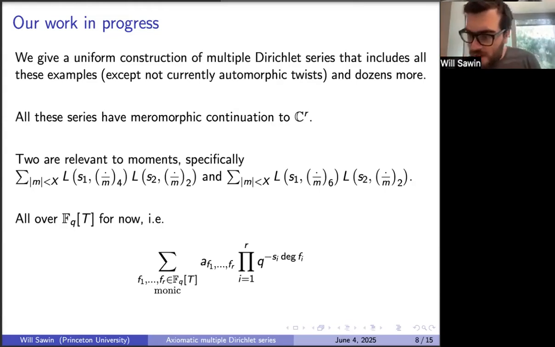Do you have a question? Yeah, hi, well, maybe you were answering it, but I wasn't clear. Can one not do these moments analytically by using an approximate functional equation or something like this?